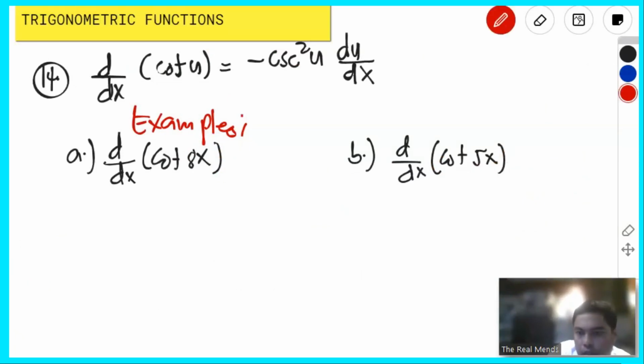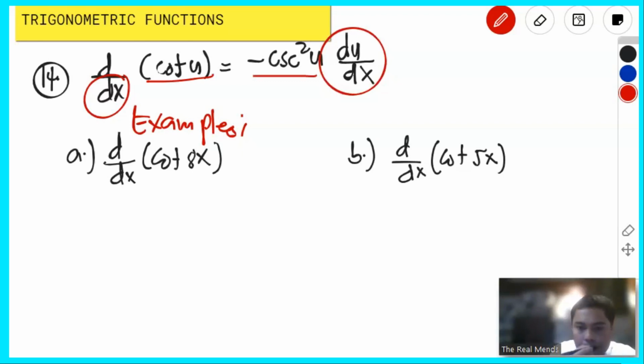Okay, let's proceed to the next formula. If we get the derivative of cotangent of u with respect to x, it's just negative cosecant squared u, then du over dx. Okay, from this problem, get the derivative of cotangent of 8x with respect to x. From that, our u is equal to 8x. So our du over dx is equal to 8. Okay, from the formula, we have negative cosecant squared u.